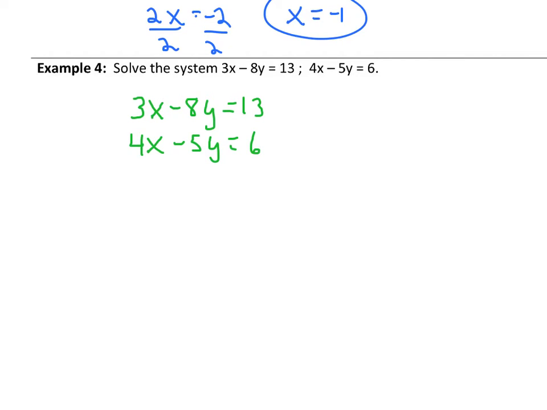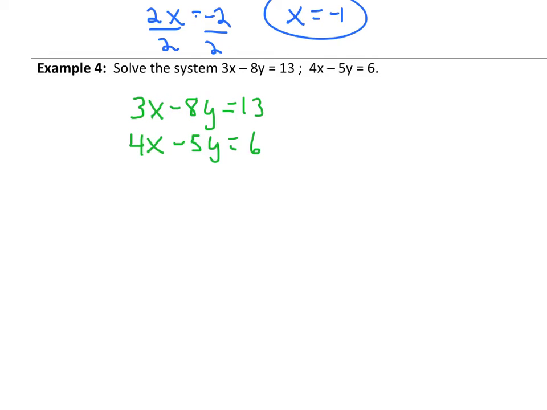Again, the goal is to eliminate one of the variables, and we're going to add the equations together to eliminate. Well, first, before I can add, I've got to try and make one of the variables disappear. So that means they have to have the same coefficient but opposite signs. The same coefficient, the same number that's in front of the variable, but opposite signs.